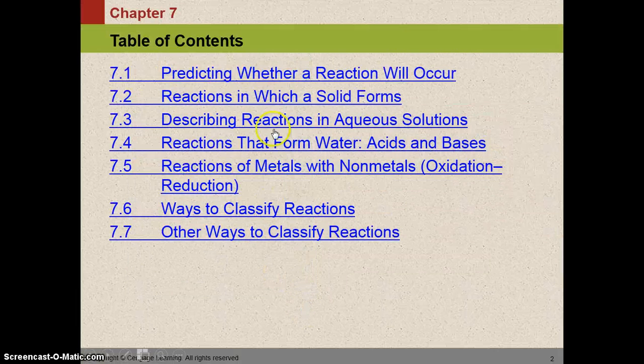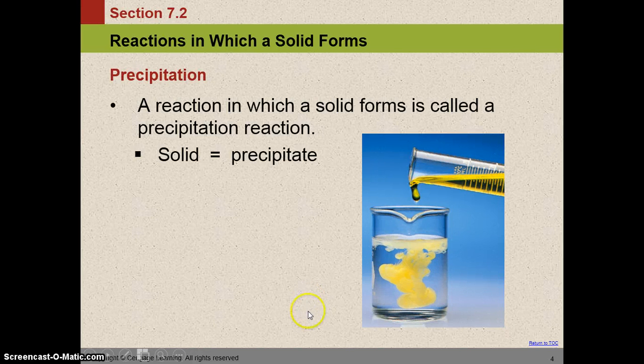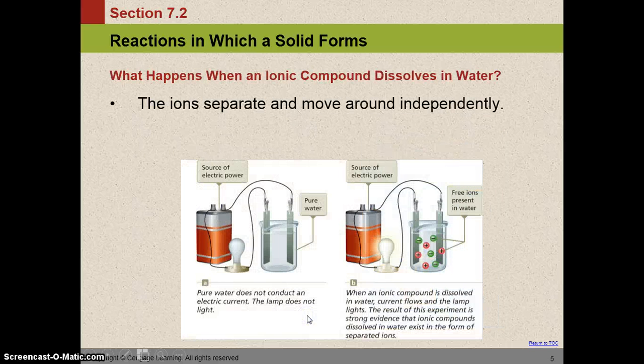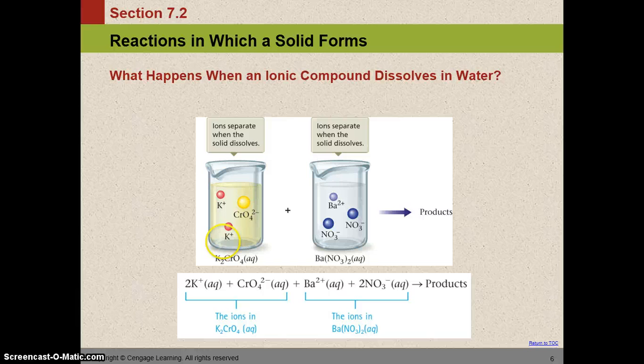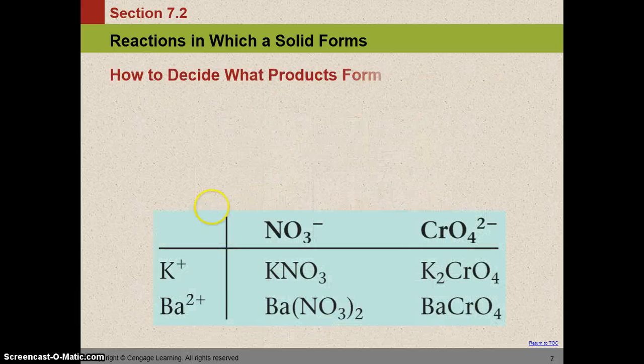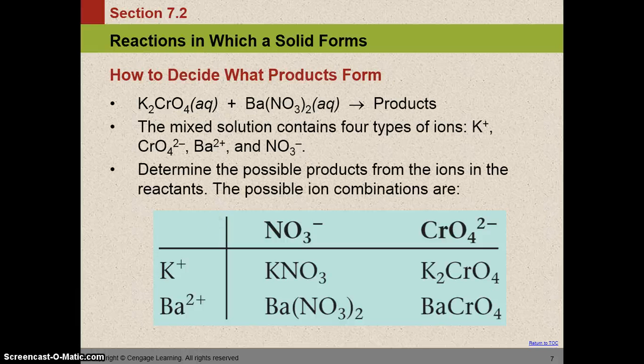This video is going to finish up section 7.2, which are reactions where we have a solid precipitate formed. So in the previous video, we talked about a precipitation reaction, and we talked about how ions break up or separate, dissociate when they're put into water. And we know the difference between a strong electrolyte and a non-electrolyte. And we looked at a double displacement, and we looked at what the possible products could be when we put them together in the container.